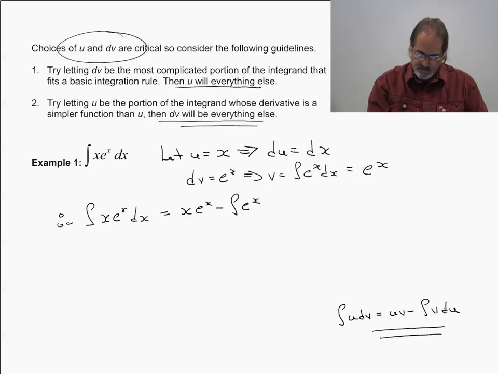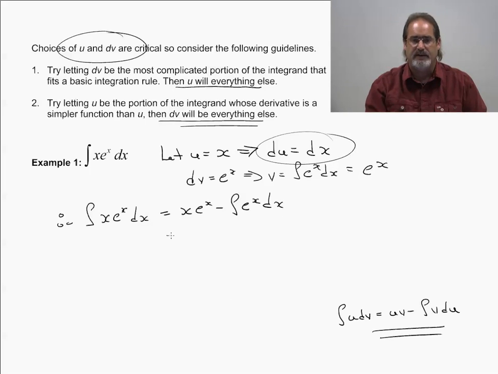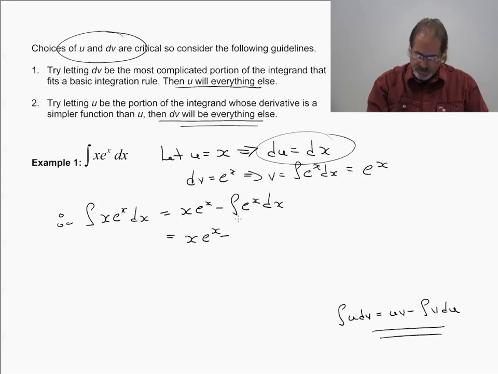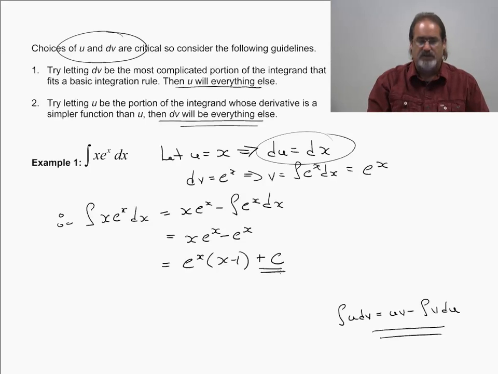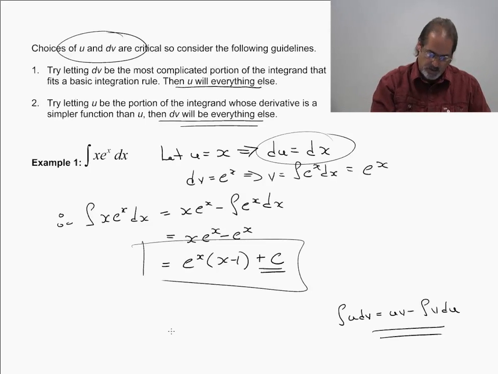So that's going to be x times e to the x minus, what's the integral of e to the x? E to the x. So I could rewrite this as simply, if I wanted to, e to the x times x minus 1. And of course, we can't forget, because this is an indefinite integral, we need that constant of integration. Don't forget to add that constant of integration there, c. So that's the solution. If you differentiate this, you will end up with the original integrand.